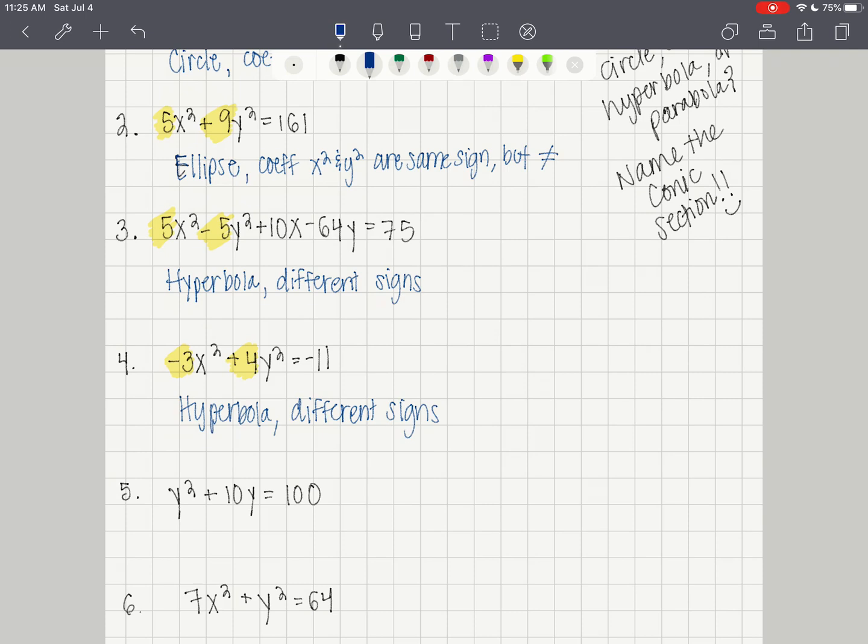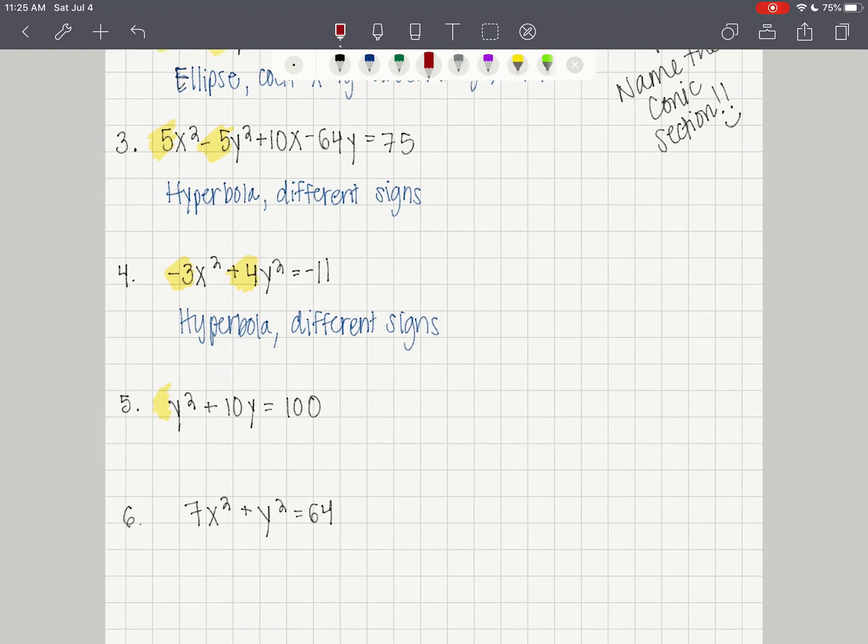y squared plus 10y equals 100. Ooh, this is a great one because I don't have an x squared. So I'm looking at just one coefficient, and that coefficient is just the y squared. So this is a special one, right? Because we're used to seeing these, but it's different than the last 4 we did. We're used to seeing these because we've graphed these since Algebra 1. We just haven't graphed them when we have y squared. This is a parabola. Well, we're going to learn how to graph them when we've got parabolas with a y squared and not an x squared.